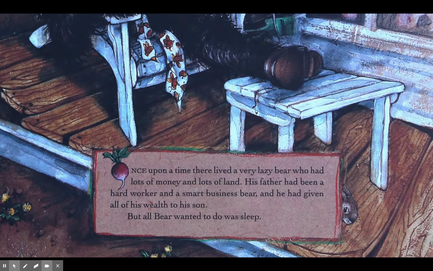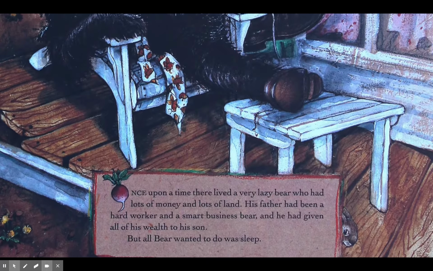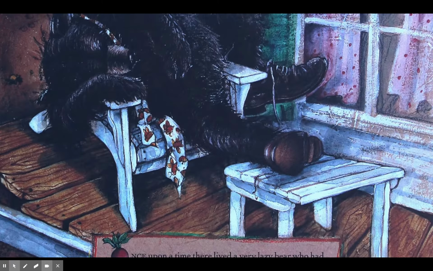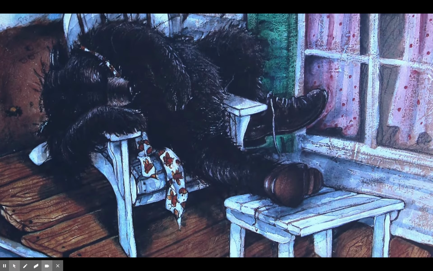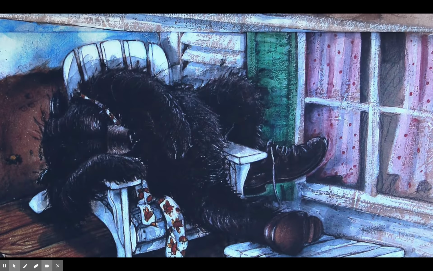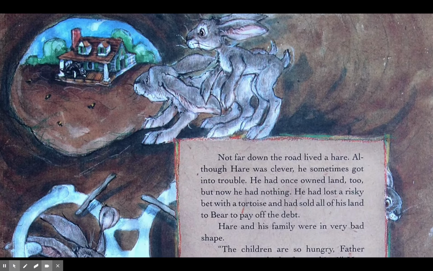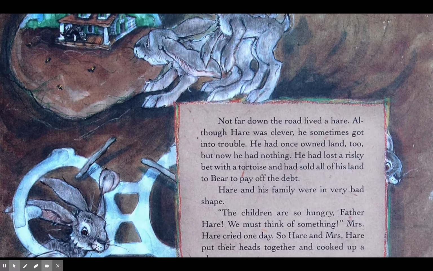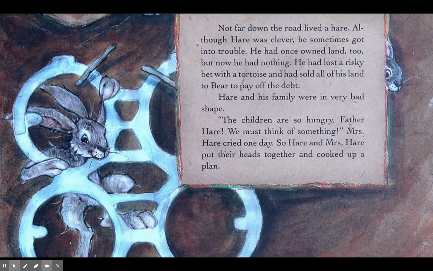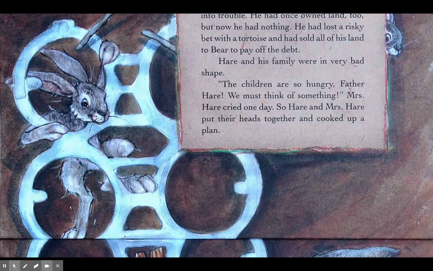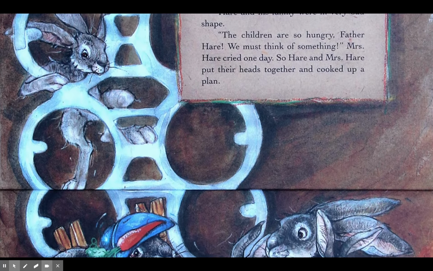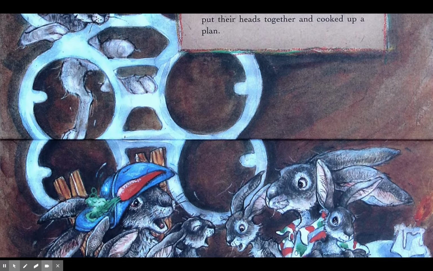Once upon a time, there lived a very lazy bear who had lots of money and lots of land. His father had been a hard worker and a smart business bear, and he had given all of his wealth to his son. But all Bear wanted to do was sleep. Not far down the road lived a hare. Although Hare was clever, he sometimes got into trouble. He had once owned land too, but now he had nothing. He had lost a risky bet with a tortoise and had sold all of his land to Bear to pay off the debt. Hare and his family were in very bad shape.